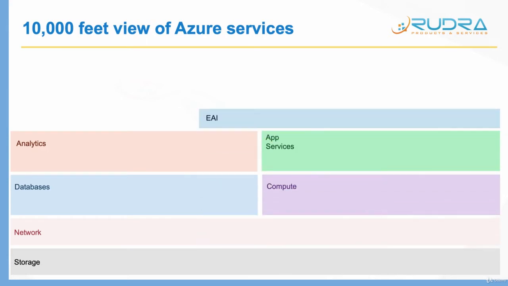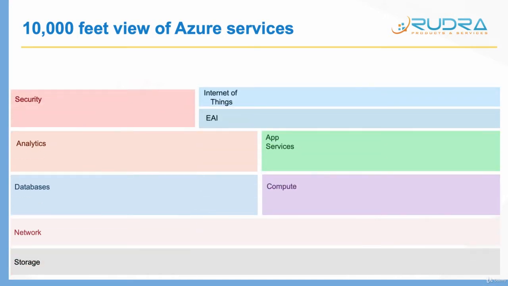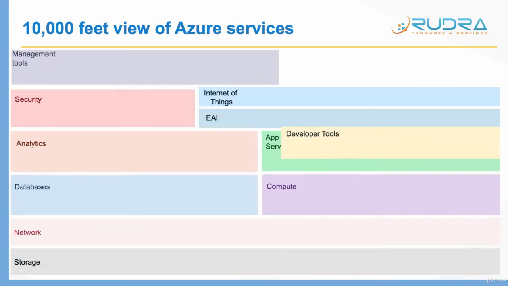And then these days, IoT is very popular, so I included the Internet of Things also. And then security. When it comes to the cloud, security is very important. And on top of everything, you have tools to manage the services and also tools to develop the services. Okay, so let me take you through Azure services in these categories one by one.